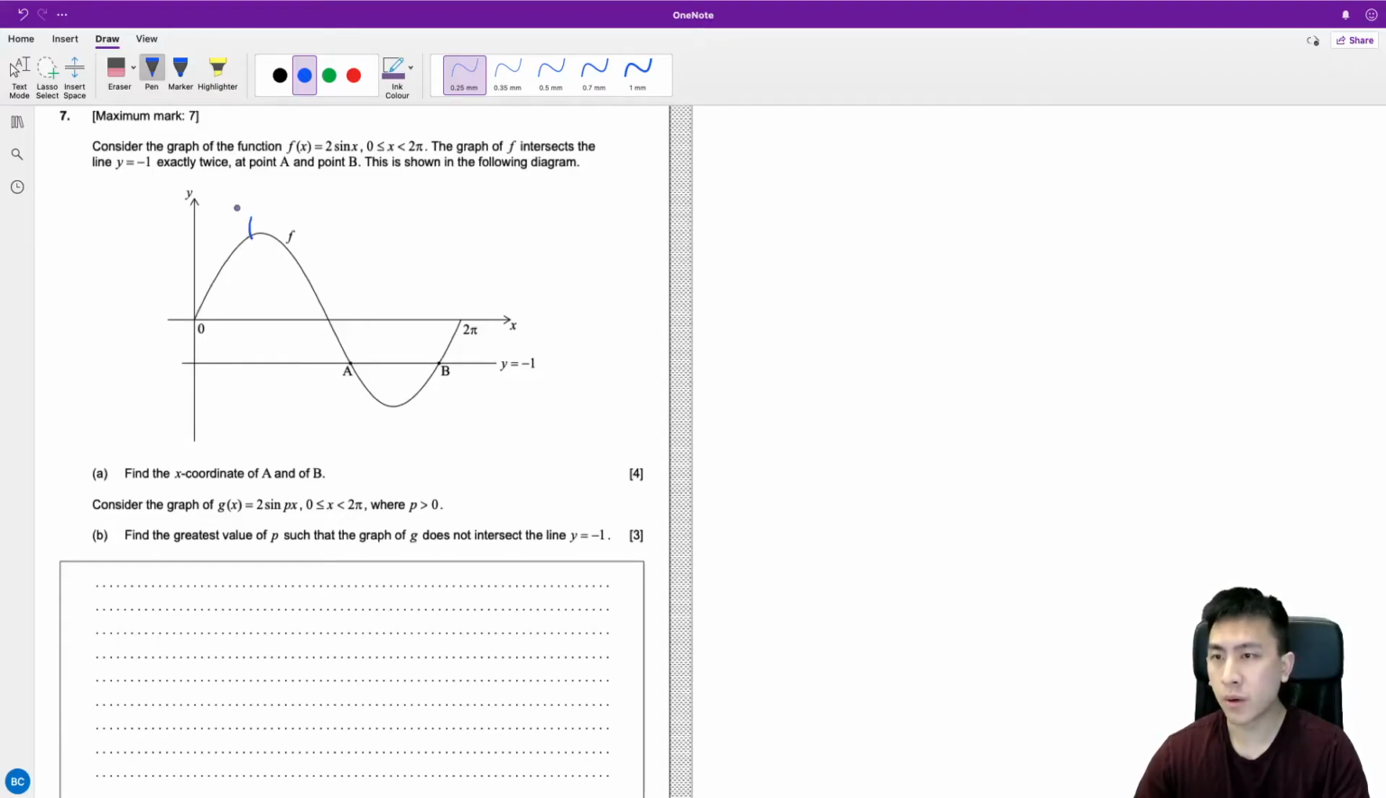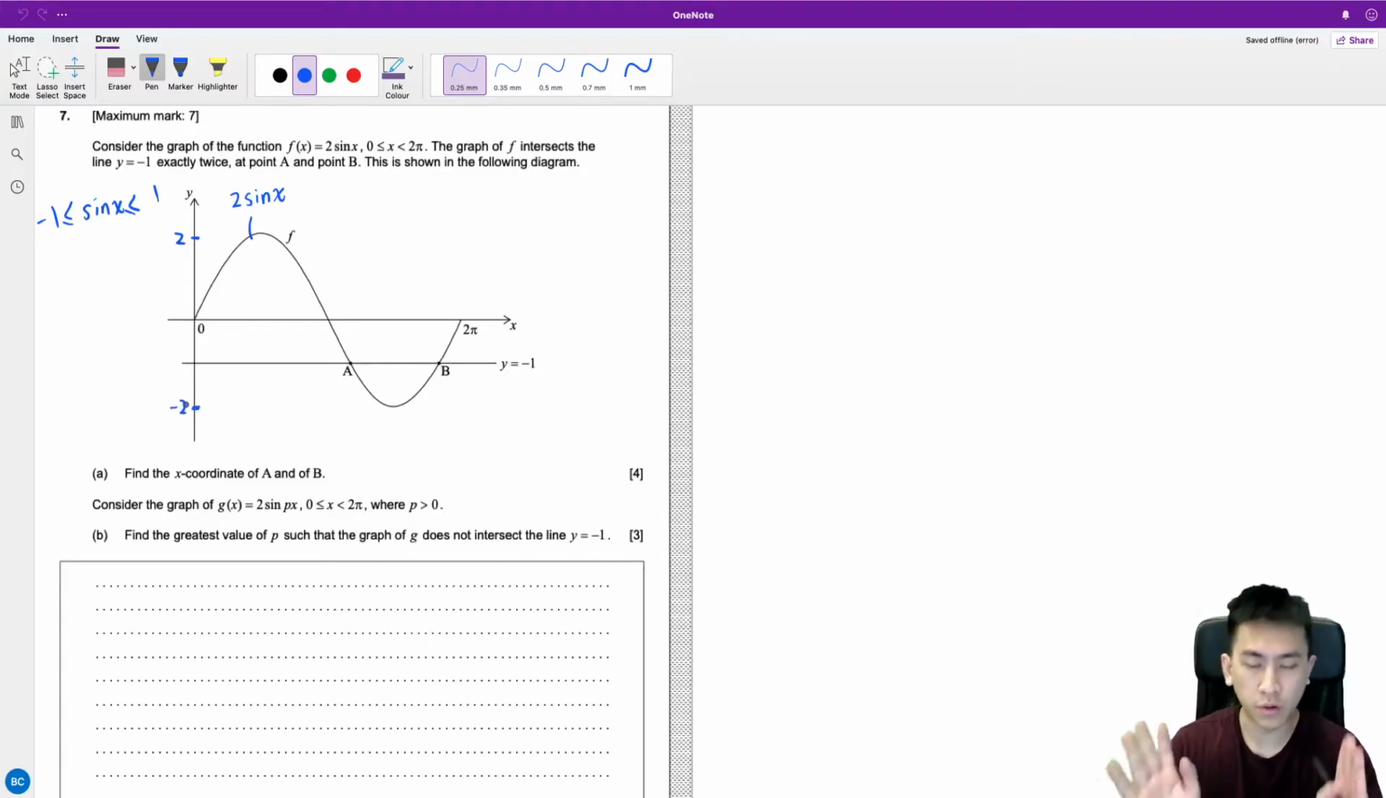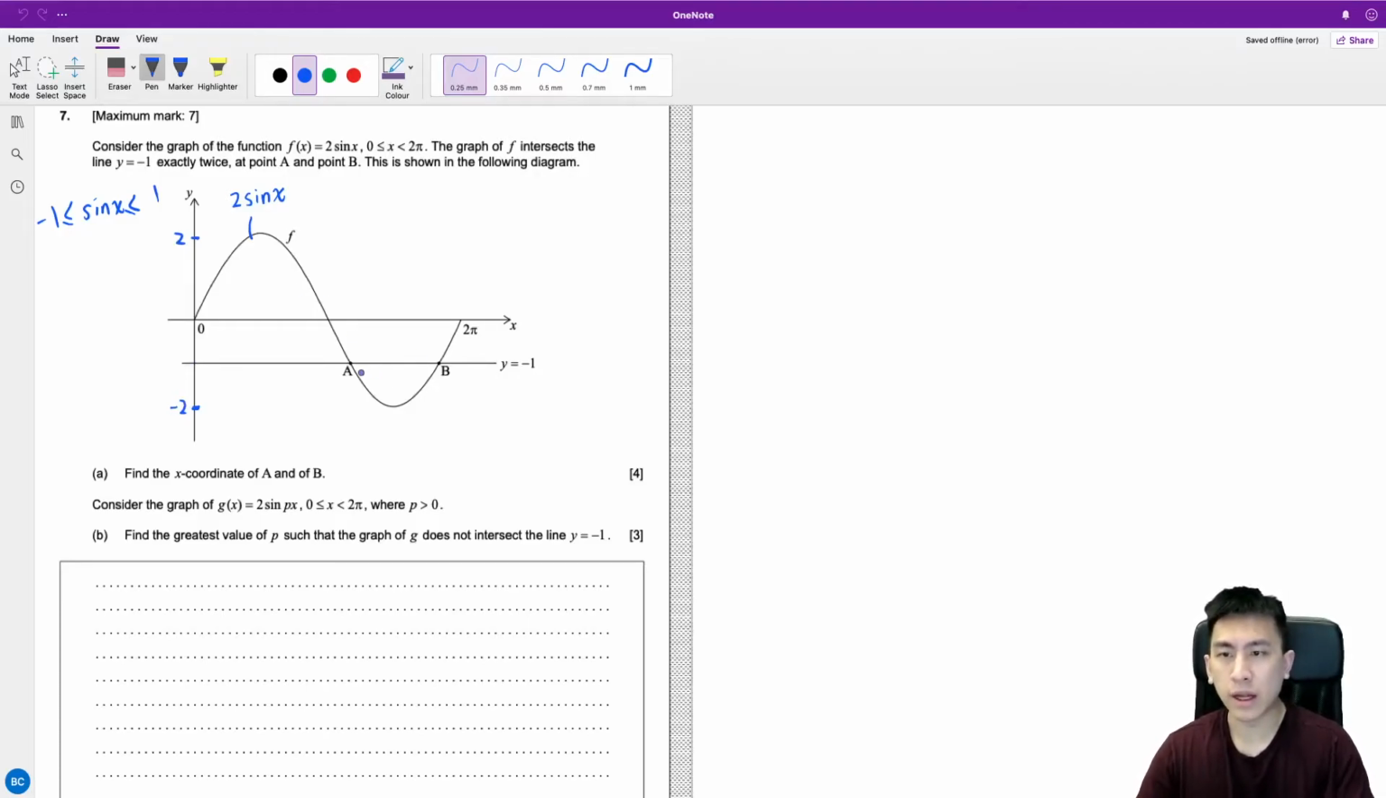So since we know that this graph is 2 sine x, there are a few things you need to know. Normally, the bound for sine x is between 1 and minus 1. Now the fact that it's 2 means the peak now is 2 and the bottom is minus 2. Even though this is not that useful for exactly this question, these are the sort of insights that you need to see before you even start the question. And that's why it will intersect the line at minus 1 twice, right?